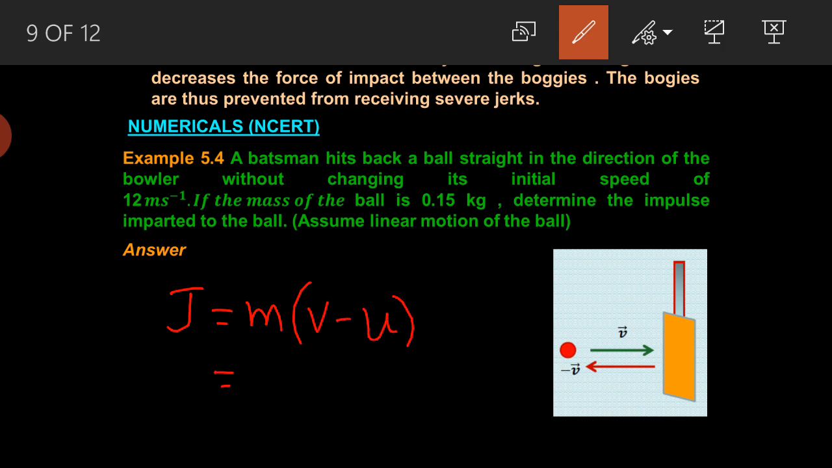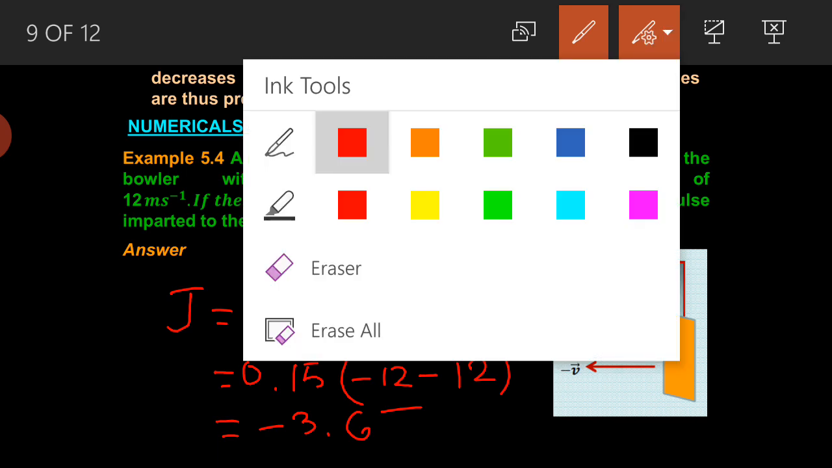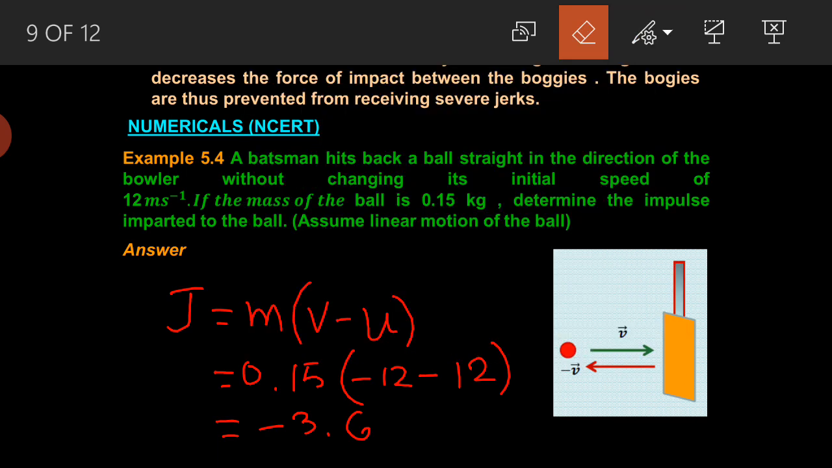Now, what is the mass of the body? It is given to be 0.15 kg. Velocity v is equal to minus 12 and u is equal to simply 12. So, on solving it, this comes out to be minus 3.6, and the SI unit is newton.